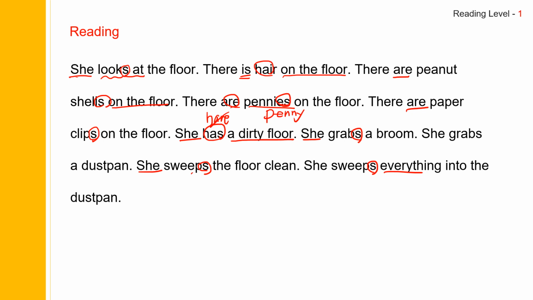She looks at the floor. There is hair on the floor. There are peanut shells on the floor. There are pennies on the floor. There are paper clips on the floor. She has a dirty floor. She grabs a broom. She grabs a dustpan. She sweeps the floor clean. She sweeps everything into the dustpan.